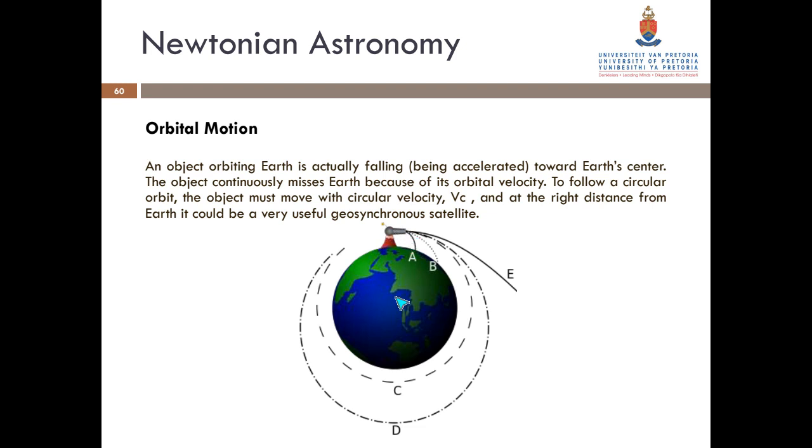If we increase the acceleration, it will go a little bit farther. If we increase acceleration even more, it will fall around Earth, because what's happening is Earth is moving to the right and this is also moving around Earth. If we fire even faster, with more acceleration, we have D, and if we fire even greater, we have E. Are you guys happy with this explanation of orbital motion?